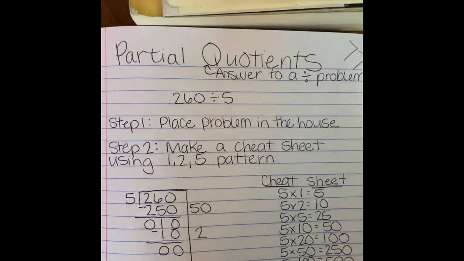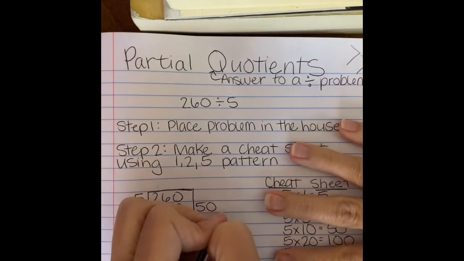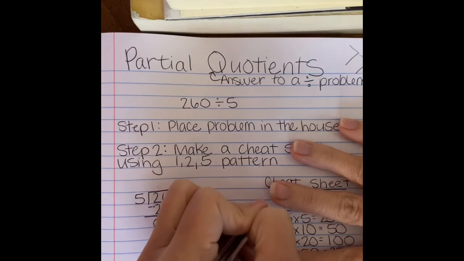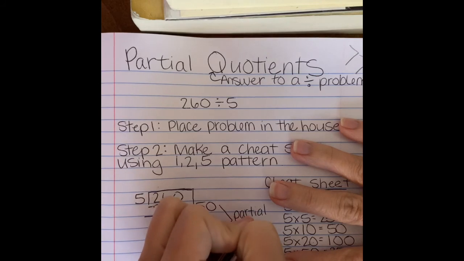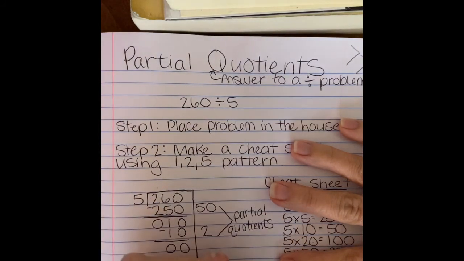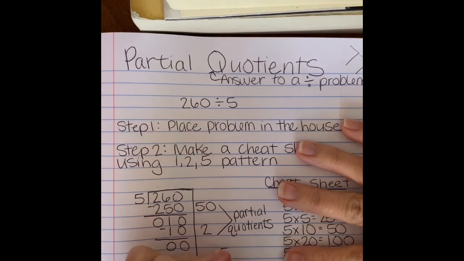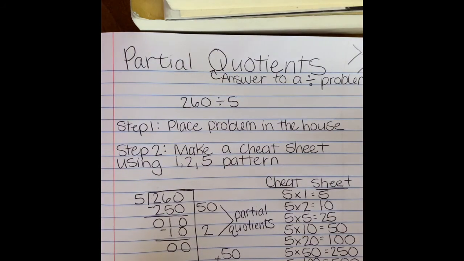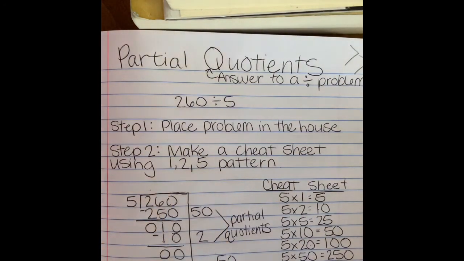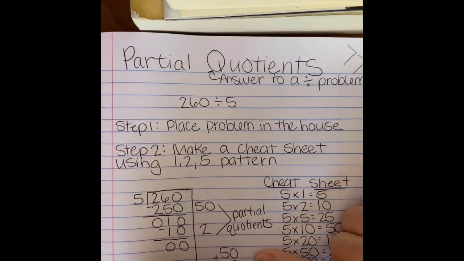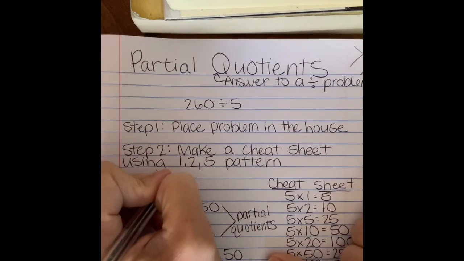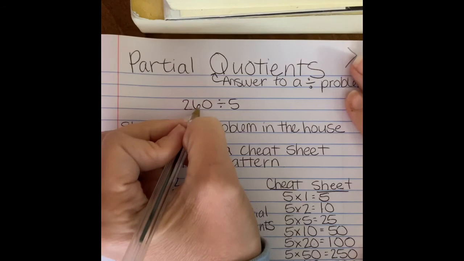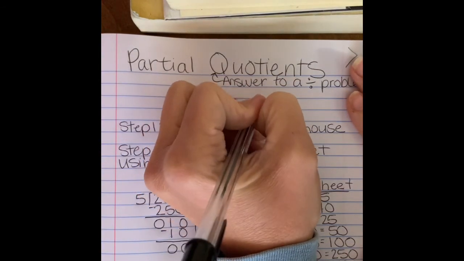Okay, so final step is these are the partial quotients. In fact, let's draw this and write partial quotients. We're gonna add them. 50 plus 2. On a lot of problems, you're gonna have way more than just 2. This was a very easy problem. You will likely have 3 or more, okay? But 0 plus 2 is 2, and bring down my 5 for a quotient of 52. So 260 divided by 5 equals 52.